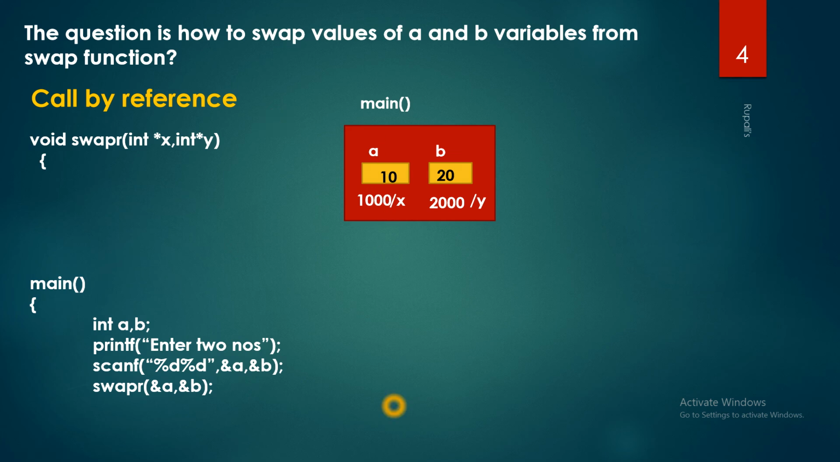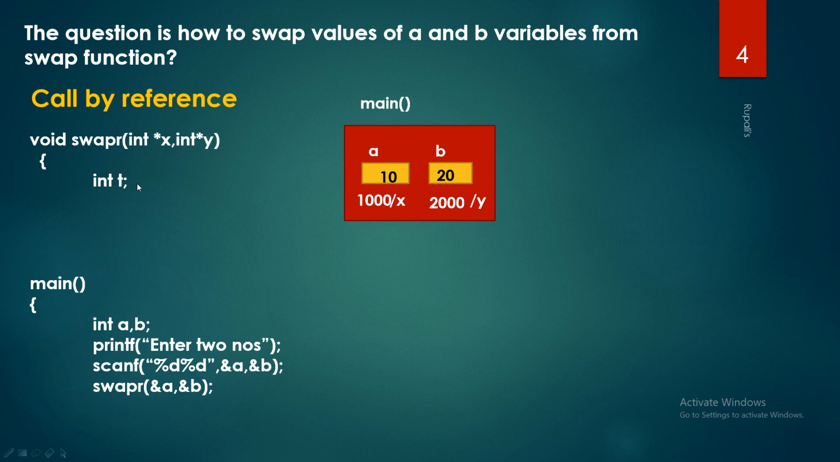Is this correct? Now I want to swap. Tell me, do I want to swap between 10 and 20 or 1000 and 2000? Obviously 10 and 20, not 1000 and 2000. I don't want to swap between X and Y. I want to swap the value at X and the value at Y. So I want to swap between 10 and 20, not X and Y. Value at X means star X, value at Y means star Y.